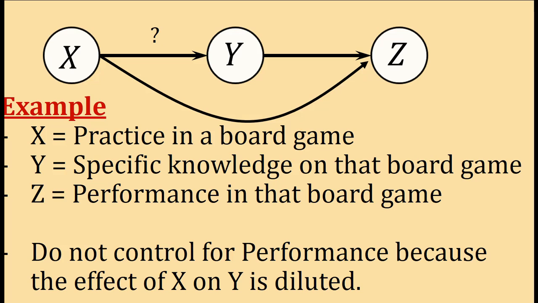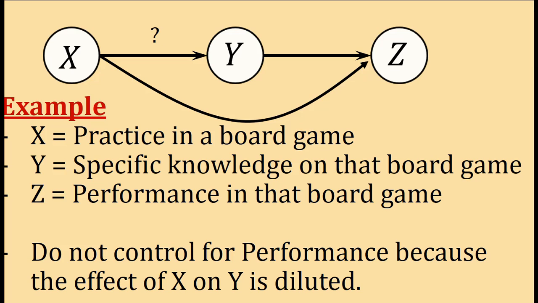in a board game, X, and specific knowledge on that board game, Y. So we want to know whether practicing a game increases your knowledge about that game. Now, there is a collider, Z, which is performance in that board game. So it's very intuitive to assume that X, practicing a board game, affects performance in that board game. So if you practice more, you get better at it. But also that the knowledge you acquire in that game makes you better at that game.